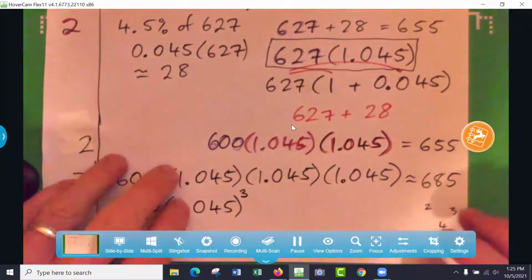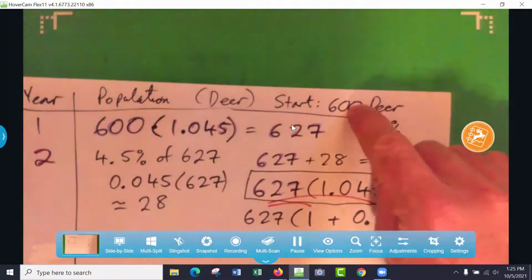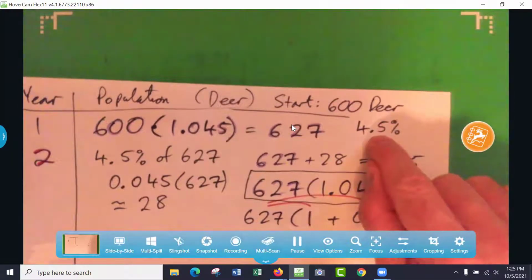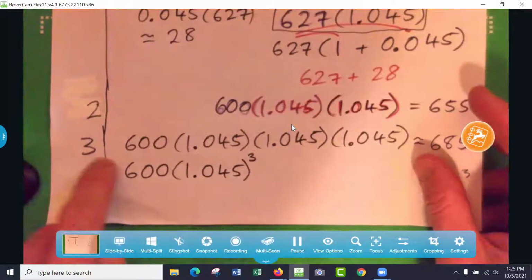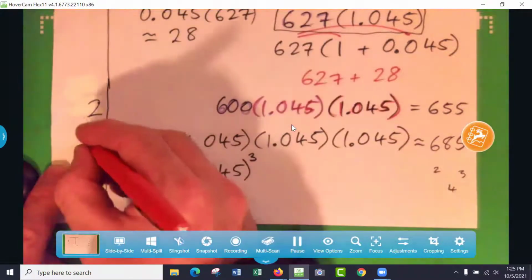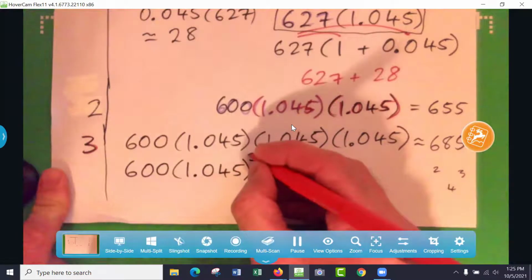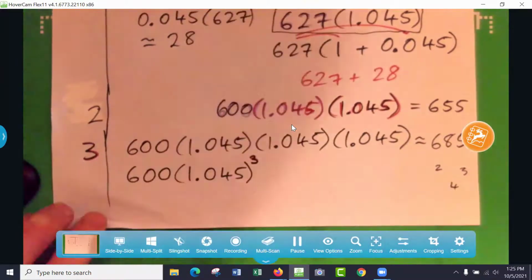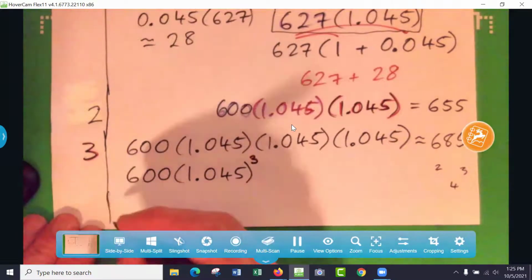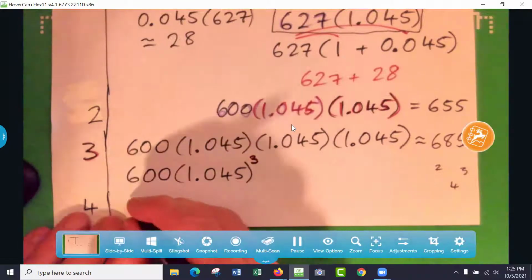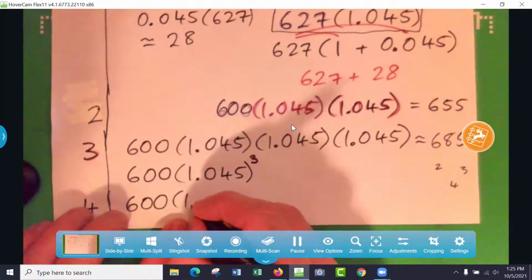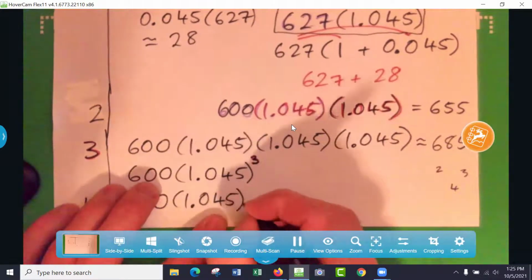Because, hey, look, all I needed was the starting point, the 600, and the growth rate, the 4.5%. And just tell me what year you want. Ka-ching. Oh, look at the coincidence. Year 3, what exponent did we use? 3. So what do you think it's going to be for year 4? 4. Right. 600 times 1.045 to the power of 4.